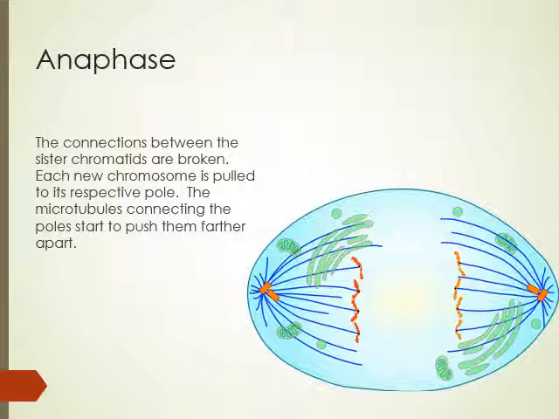It's important to note that at this stage, you have individual chromosomes again. These are not called chromatids. These are called chromosomes. So that's anaphase.